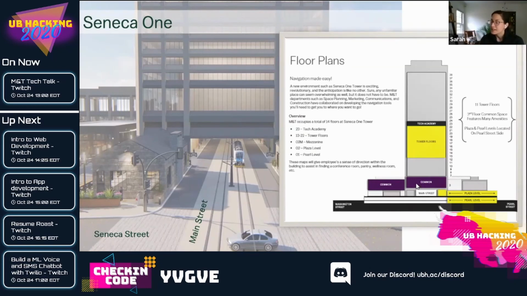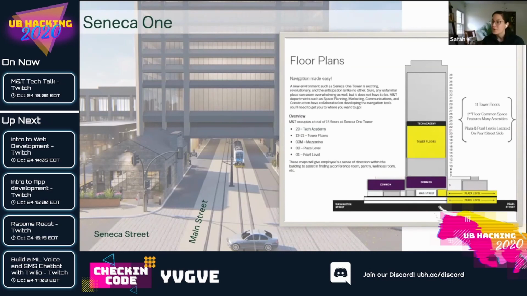Then as you move up, you'll see on the third floor of the building there's significant common space where you'll find things like a bar, an area to convene, a coffee spot, a food court area. And then M&T will be taking approximately 11 tower floors, from the 13th all the way up to the 23rd floor. Each of these tower floors offers about 15,000 square feet of usable space. Beautiful views, 360-degree views of the city and of Lake Erie.